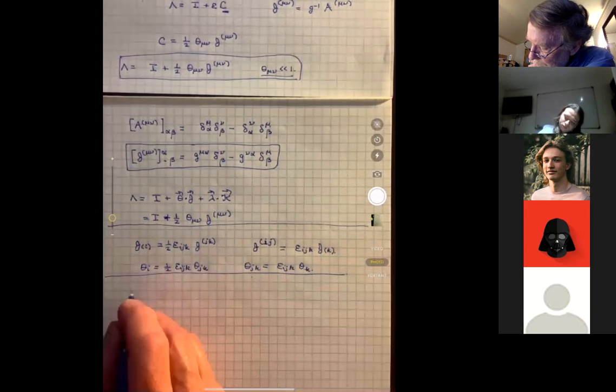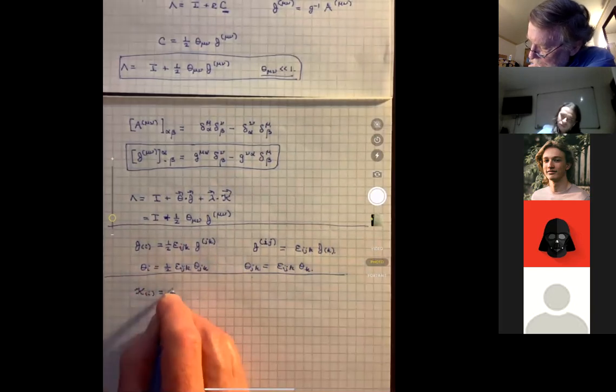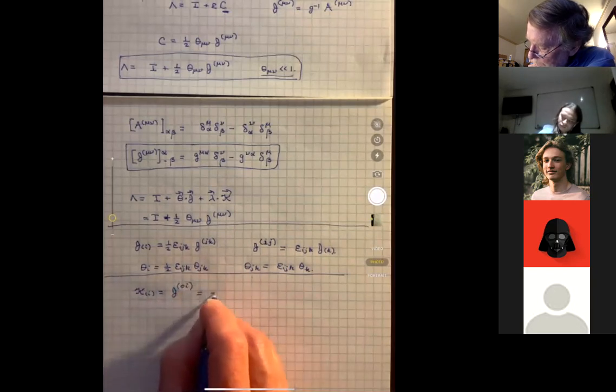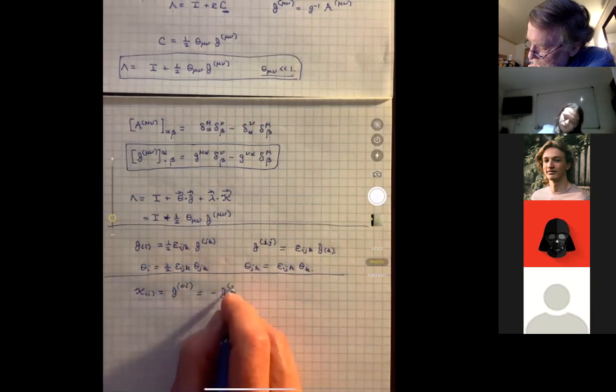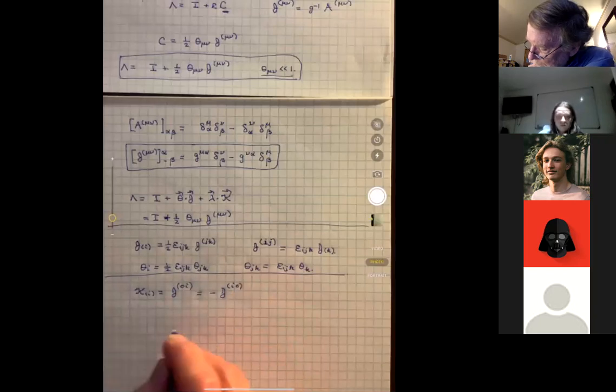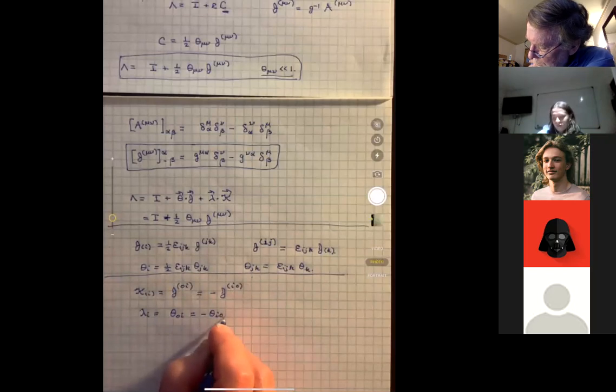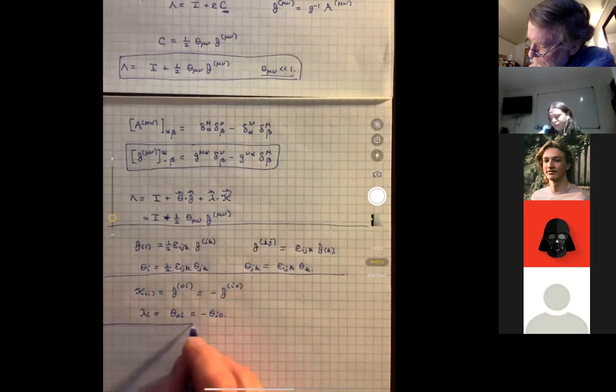As far as the boosts are concerned, k_i is equal to J_0i, which is equal to minus J_i0. And lambda_i is equal to theta_0i, which is equal to minus theta_i0, like so. And this is how it works for the boosts.